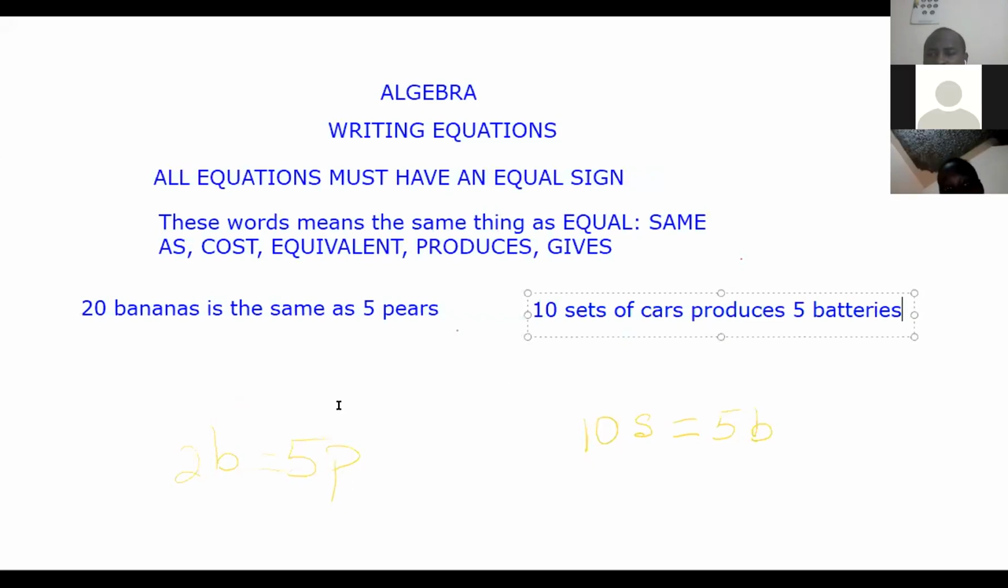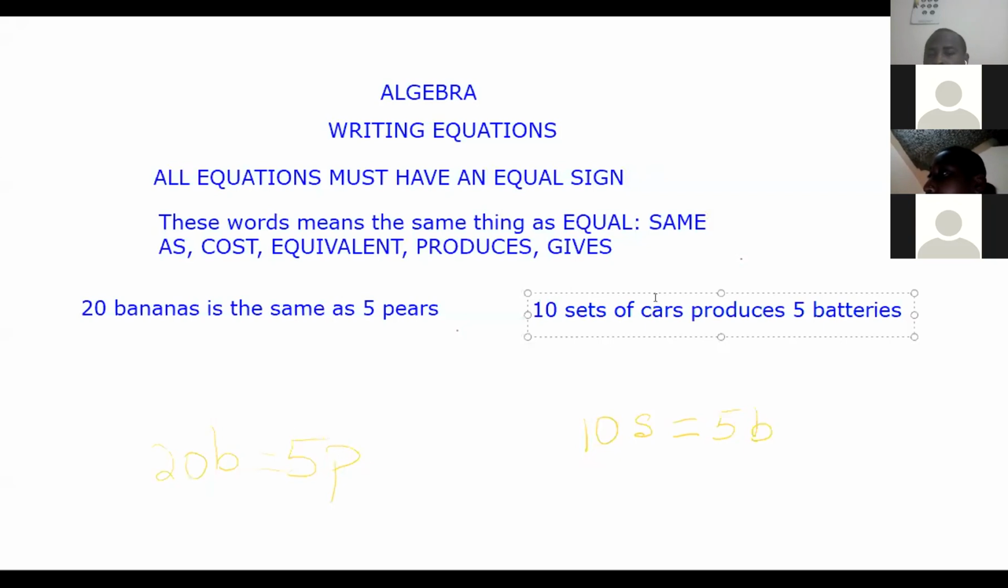Dujan, first. Devonique, is it 2B's or 20B's? Zaria, is it 2B's or 20B's? Okay, good. So it's 20B's equals 5P's, right?